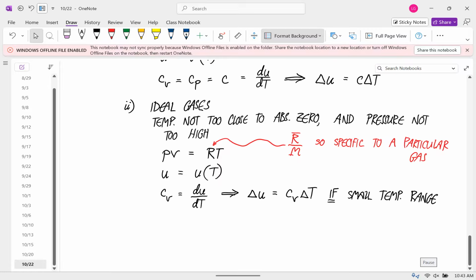And then what about CP? Well, CP for ideal gases is not equal to CV. CP is equal to CV plus that specific R value of your gas.